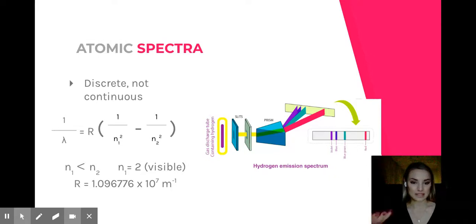because you can use this technique to produce spectra for the IR and the UV ranges as well. But if you're looking for the visible range, n sub 1 is always going to be 2, so n sub 2 is going to be 3, 4, 5, et cetera. And R is our Rydberg constant, so 1.096776 times 10 to the 7th meters to the negative first. But like I said, this was an equation that was derived from data. There was not an explanation for it yet.